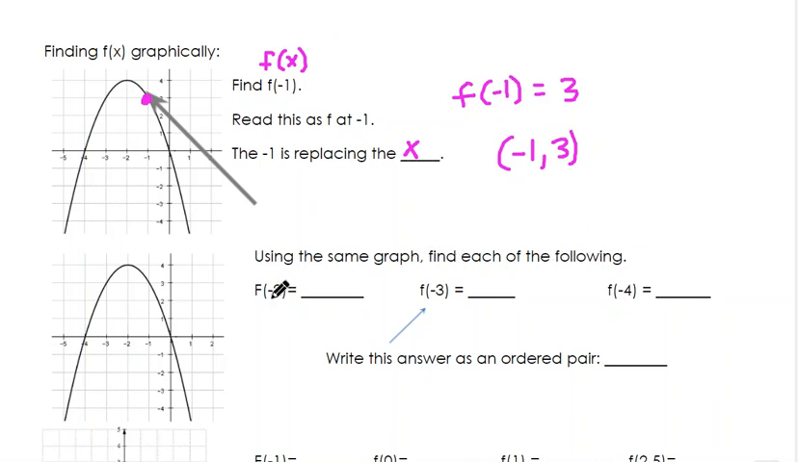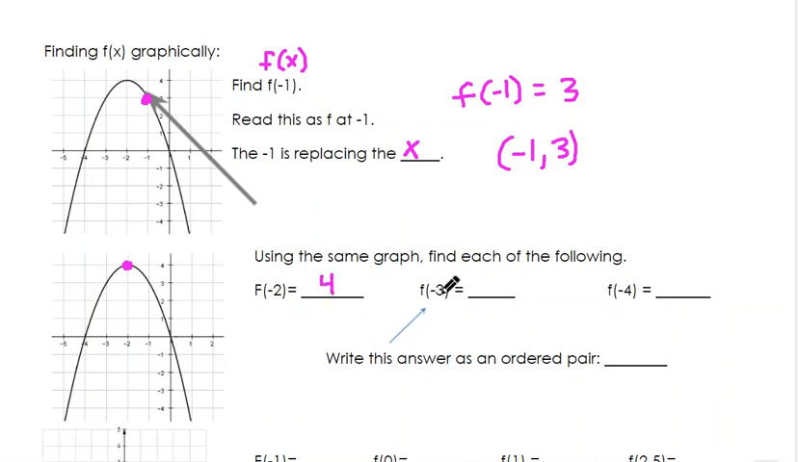All right, so let's look here. F of negative 2. So remember, they took out the x and replaced it with negative 2. So I'm going to go over to my negative 2, and then I'm going to go up to see where it hits on the graph. And I see it hits on the graphed line right there. So what is my y value there? Well, my y value there is 4. So this answer would be 4.